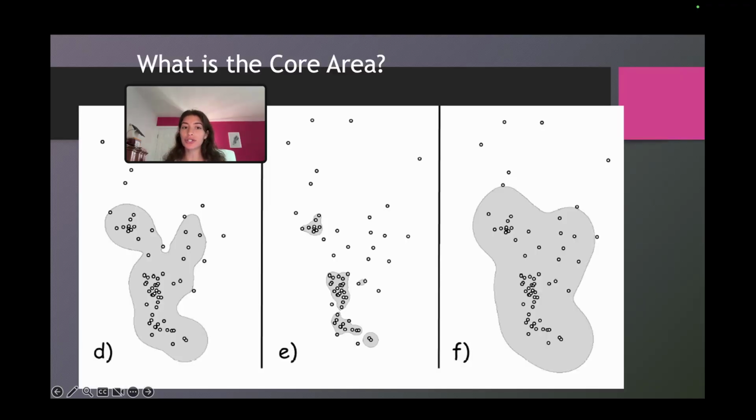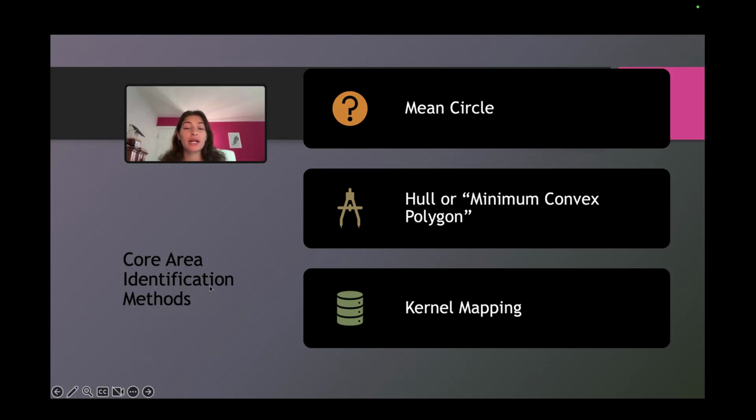So here, the question is, what is the core area? Is it D? Is it E? Is it F? The answer is we have to choose. We can identify this using a mean circle approach, using hull or minimum convex polygons, or using kernel mapping.